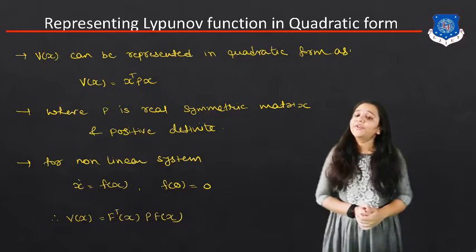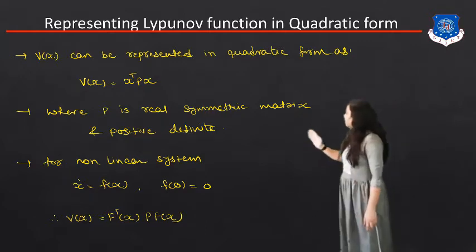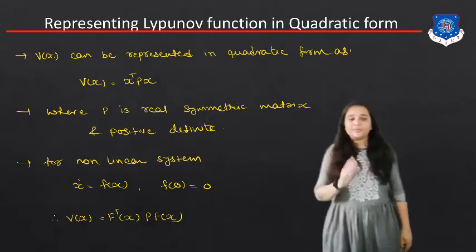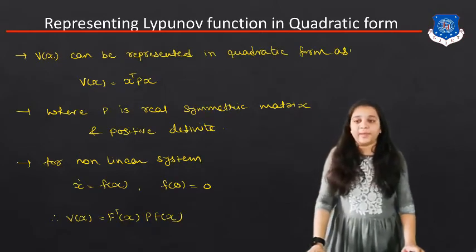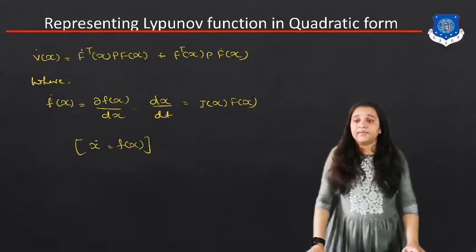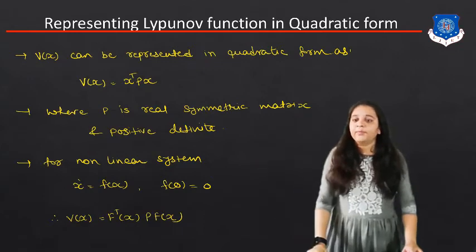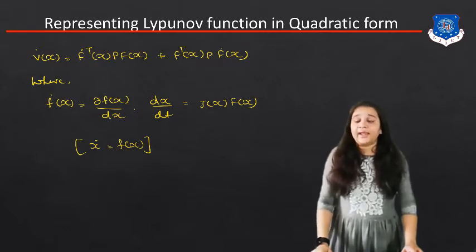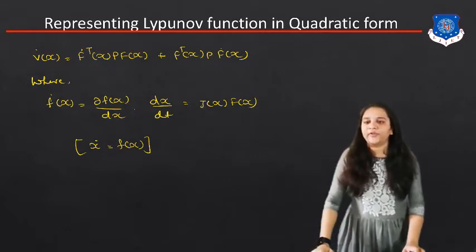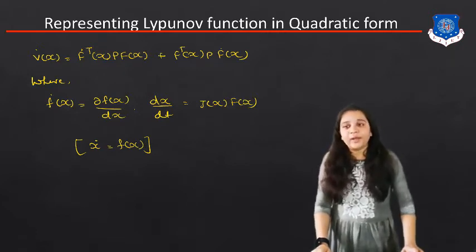Now, if a non-linear system is given, what is the equation? x dot is equal to f(x), f(0) is equal to 0, and V(x) is equal to f transpose(x) P f(x). So what is the equation of V dot(x)? Simply f dot transpose(x) P f(x) plus f transpose(x) P f dot(x), where f dot(x) is equal to df(x)/dx and dx/dt is equal to f(x).